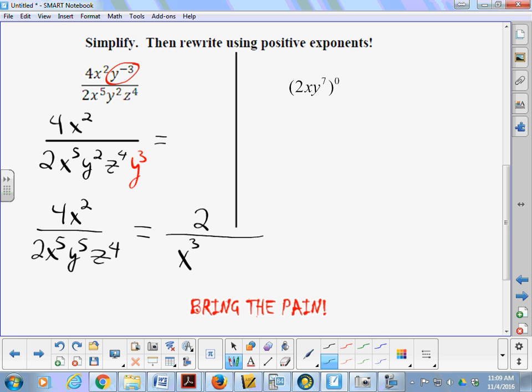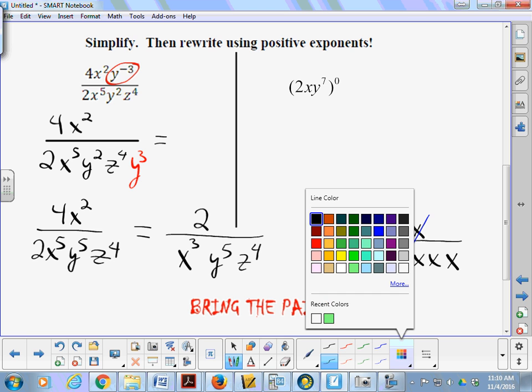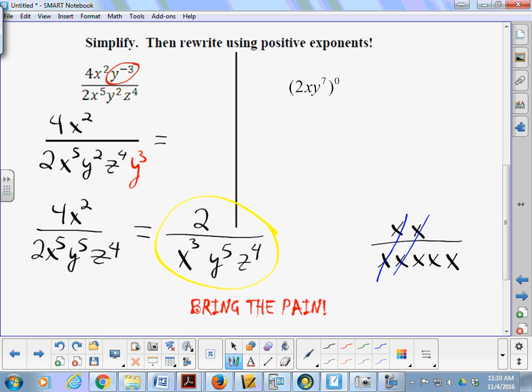Because if we wrote it out, we'd have 2 x's in the numerator and 5 in the denominator, so that we would subtract 2 of them from both, which would leave us with 3 in the denominator. And then we've got y to the 5th and z to the 4th. And those just stay right in the denominator because they are positive. So here is our answer to that one.